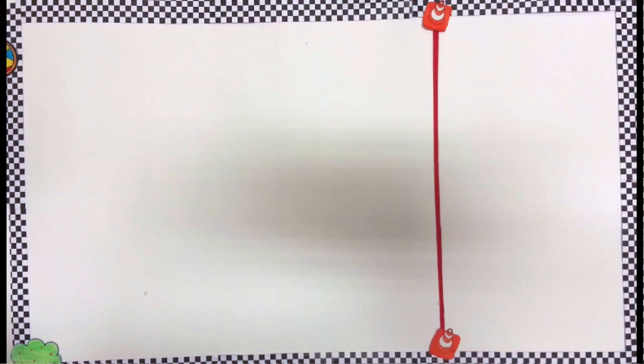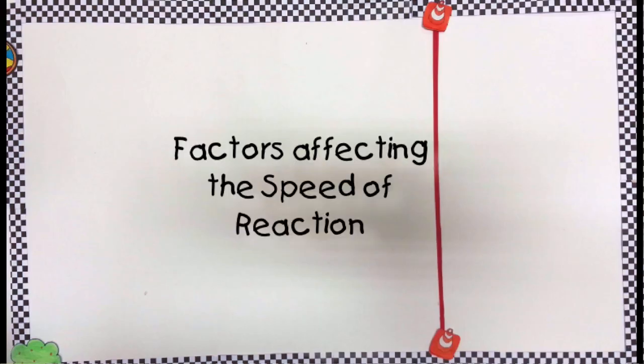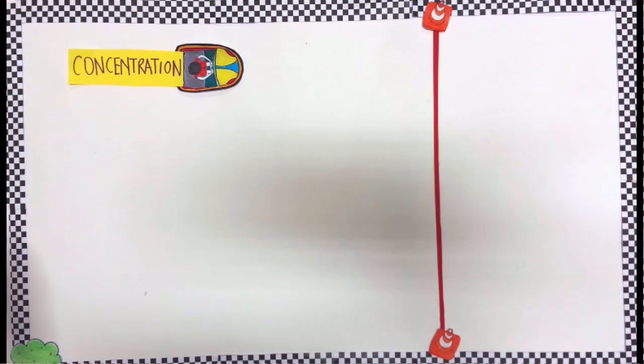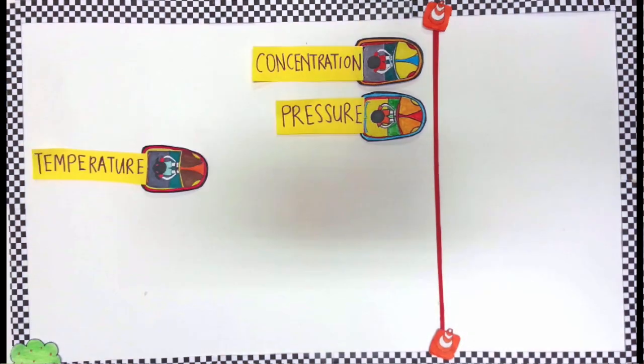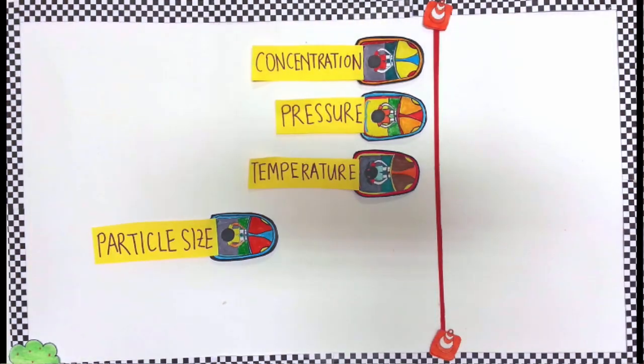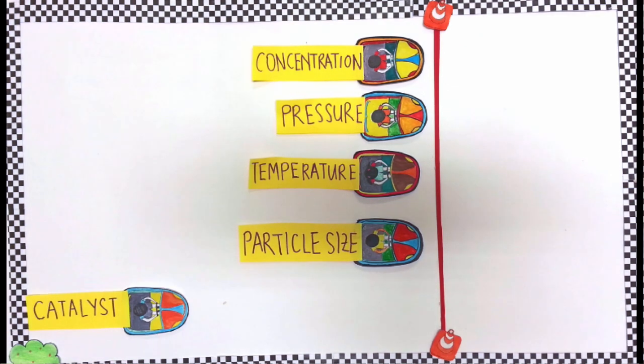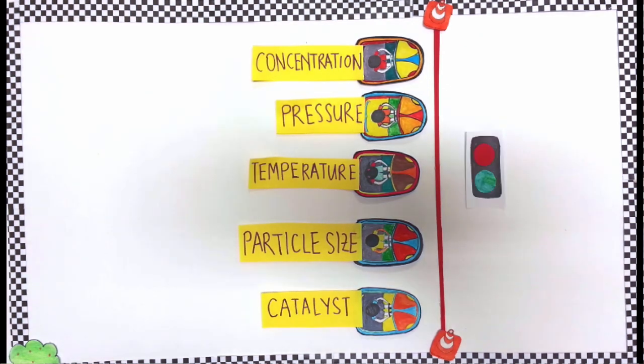In this video, we'll be discussing the factors affecting the speed of reaction. They are concentration, pressure, temperature, particle size, and catalyst. The effect of these factors on the speed of reaction can be explained by the effective collisions between reactant particles.